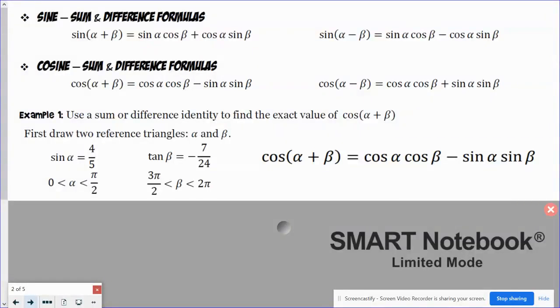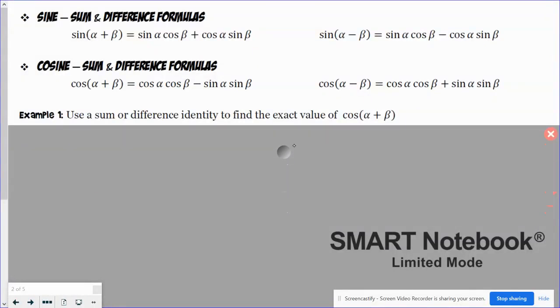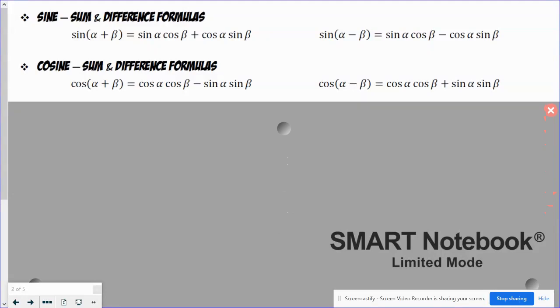So here we have our four sum and difference formulas for sine and cosine, right? Sine of a sum, alpha plus beta, can be expanded to be sine alpha cosine beta plus cosine alpha sine beta. The sine of a difference, alpha minus beta, becomes sine alpha cosine beta minus cosine alpha sine beta.